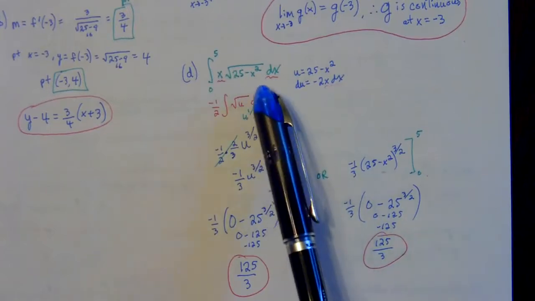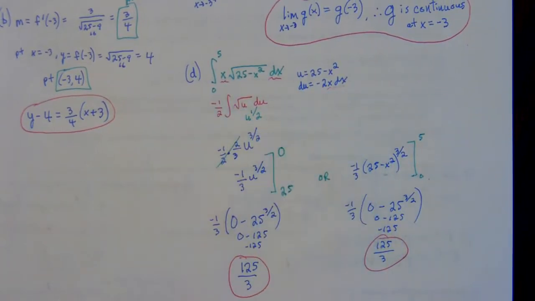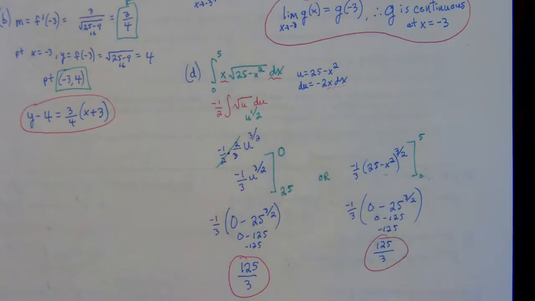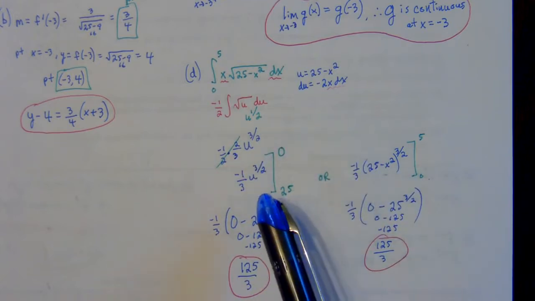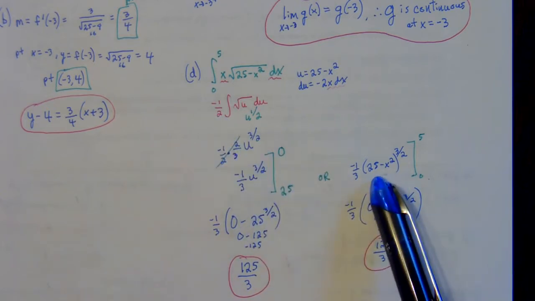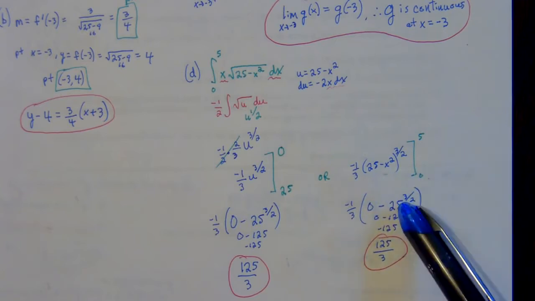So let your u equal the inside of the radical, do your du, balance the -2 with the -1/2, and integrate that. Go u to the 3/2 divided by 3/2, which means you times by the reciprocal. And then you've got two options here. You could either stop and switch your x's to u's, or you can plug your x's back in. If you plug your x's back in, you get to use the original numbers, the 0 and the 5. So you plug in the 5, you plug in the 0.